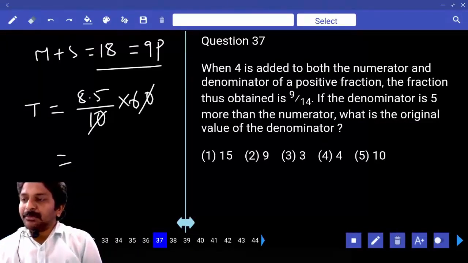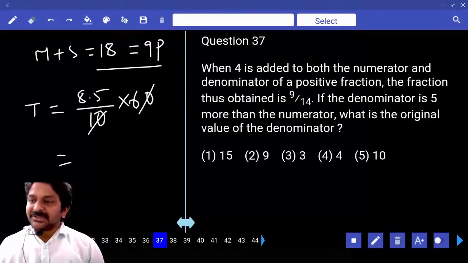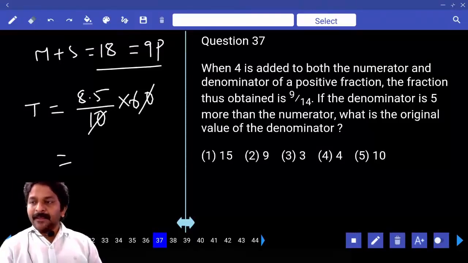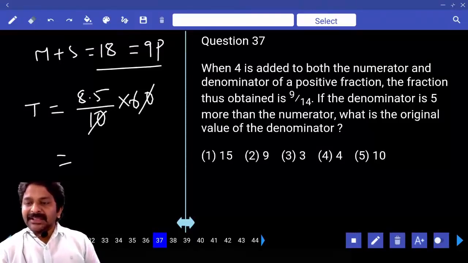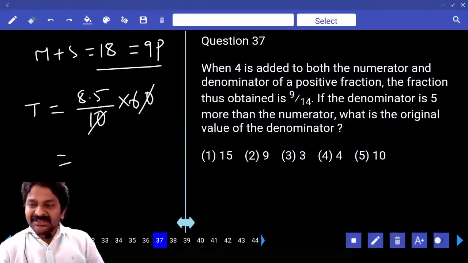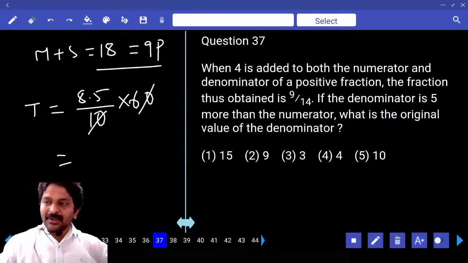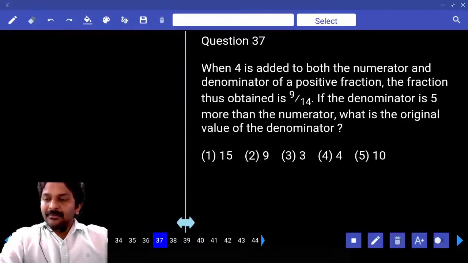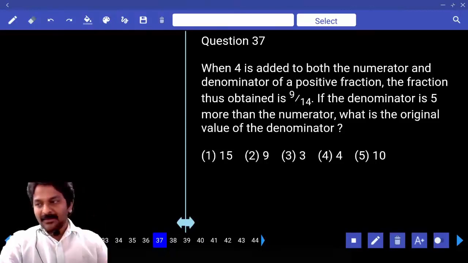When 4 is added to both numerator and denominator of a positive fraction, the fraction obtained is 9/14. If the denominator is 5 more than the numerator, what is the original value of the denominator? Okay, so now the original value of the denominator is 10.